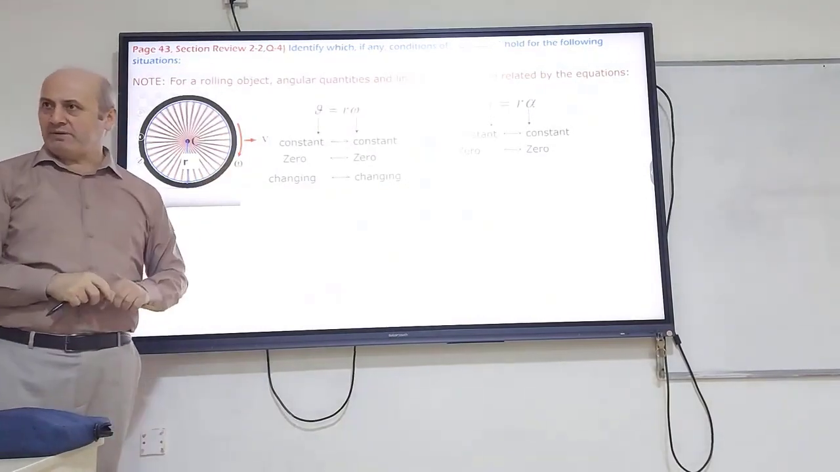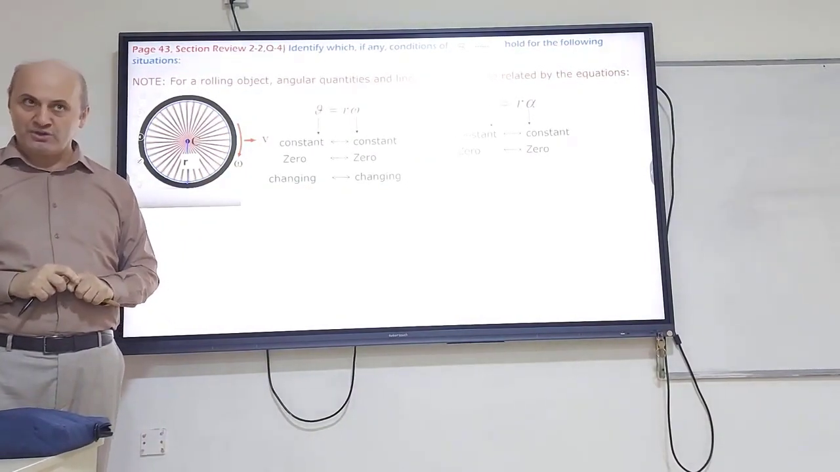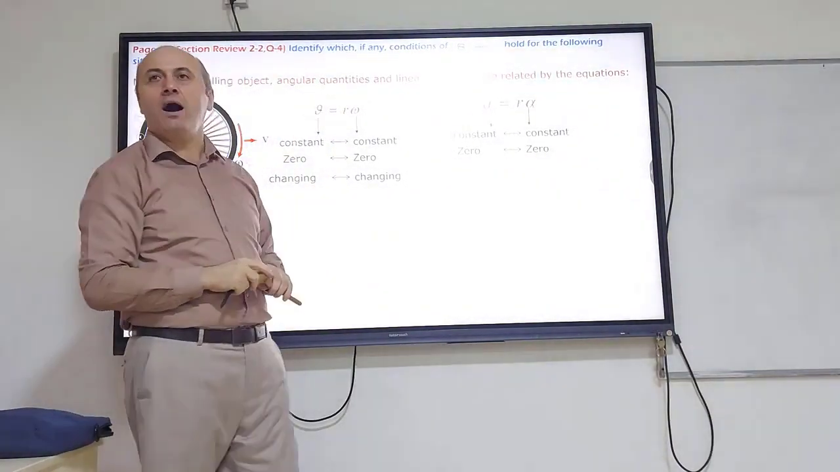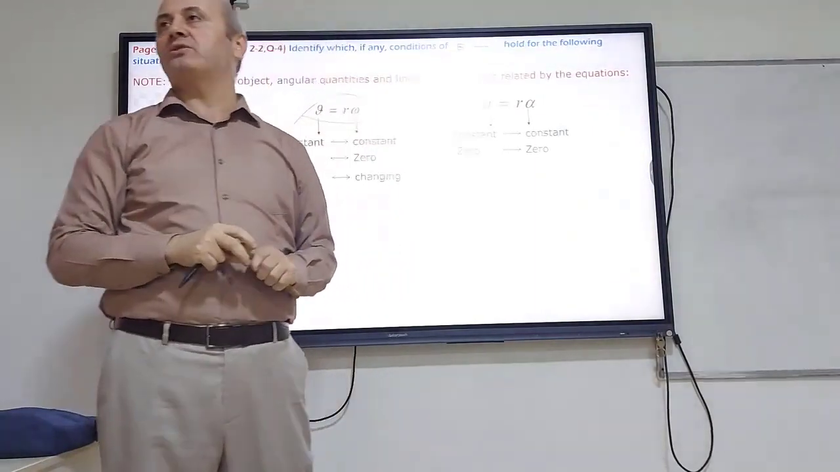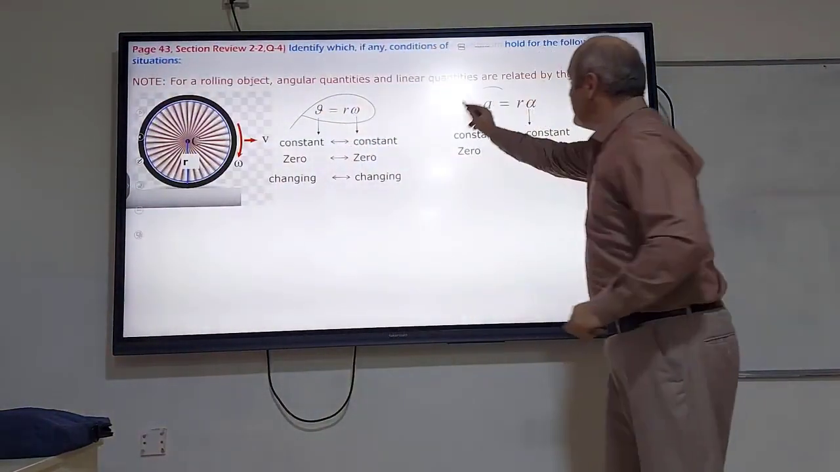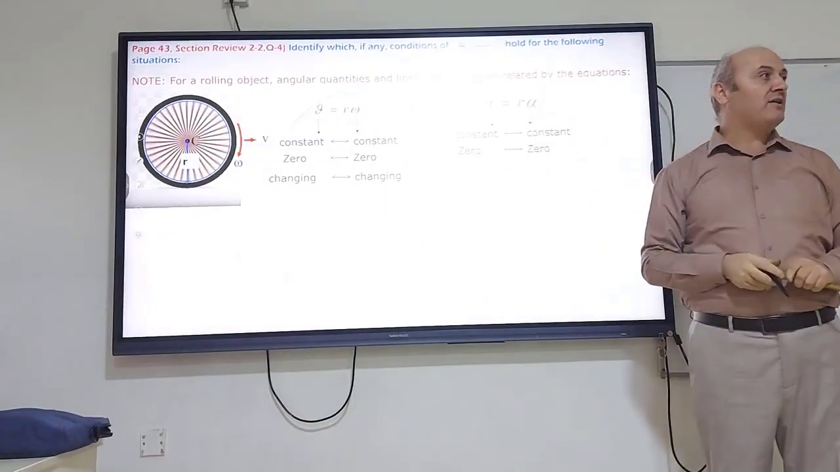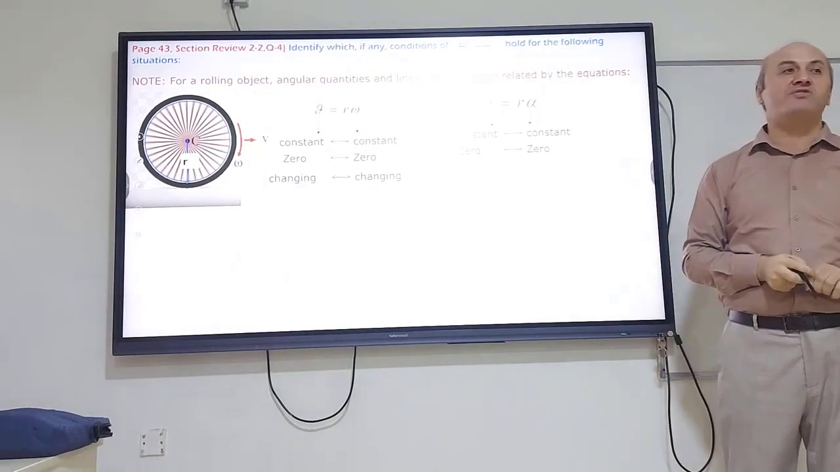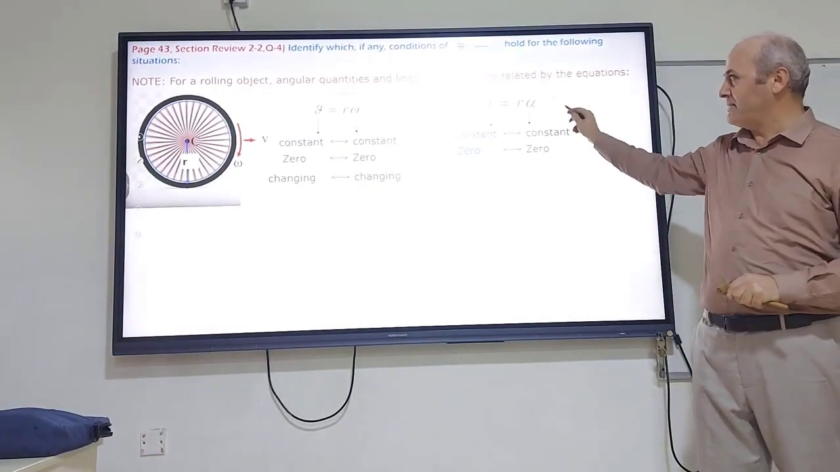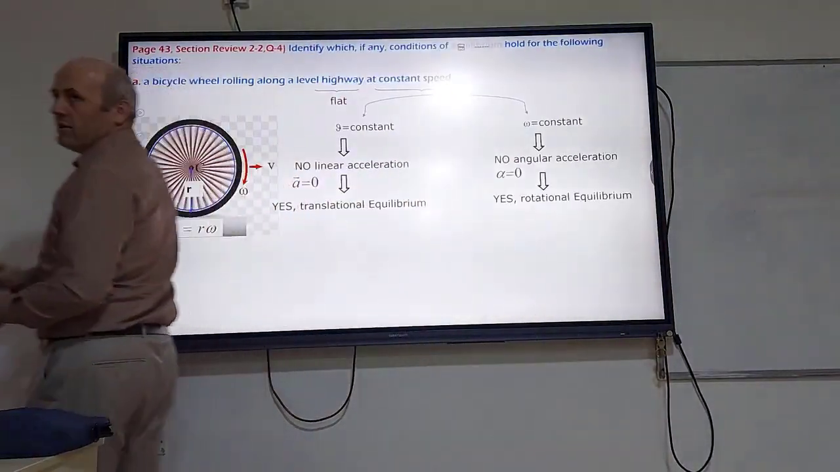Everybody knows, I think, remember that for a rolling object, linear and rotational quantities are related by an equation. V is equal to R times omega, just like how tangential speed is related to angular speed. Or linear acceleration and angular acceleration are related: a is equal to R times alpha, just like how tangential acceleration and angular acceleration are related in circular motion. So everybody knows about that. I will skip this, we did it in the solution of the problems.